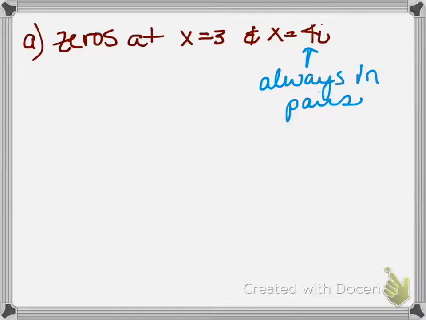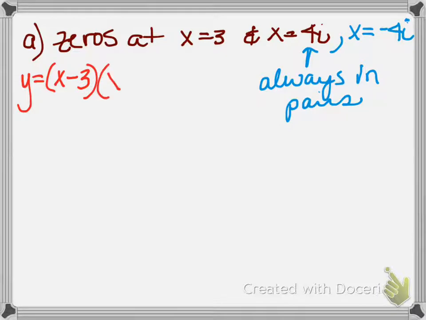So not only does x equal 4i, but you have to know that x also equals negative 4i. That's an important part. If you miss that, it looks like there's only 2 zeros, when in fact there are 3. So we write our equation, y equals, I'm not going to worry about an a here because they didn't say anything about a vertical scale factor, so we're just going to assume that it's a 1. I'm just going to do my parentheses, x minus 3, x minus 4i, and x plus 4i.